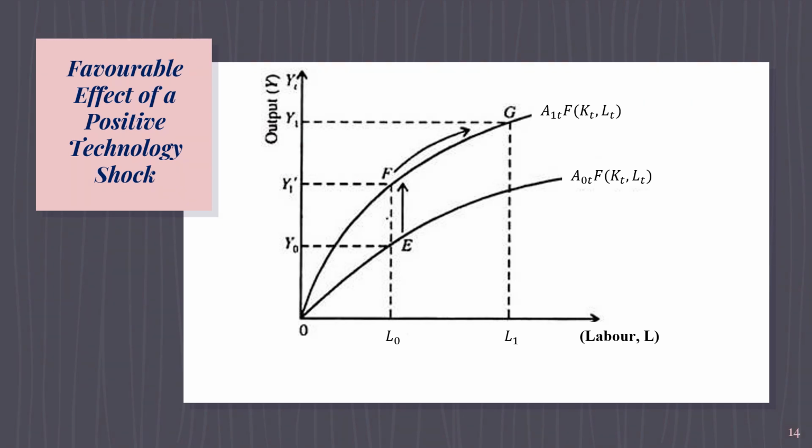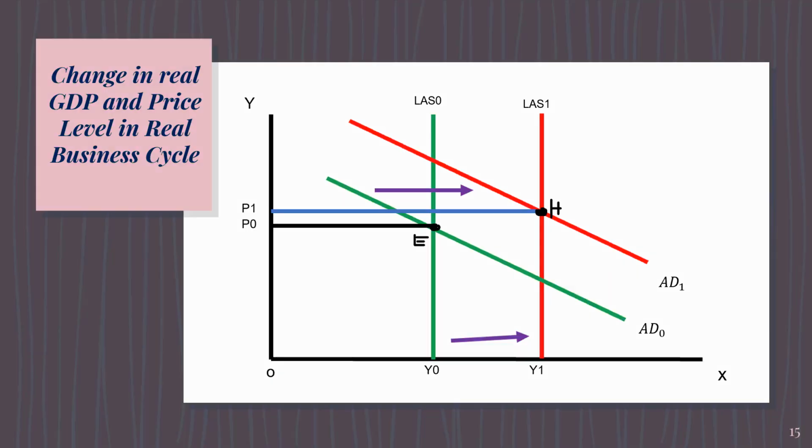On the other hand, let's say the economy faces a negative technological shock. This negative technological shock will cause a decline in the level of output and the level of employment in the economy. This decline in output and employment will happen not only in one period, but its effect will persist for some more periods in the economy.